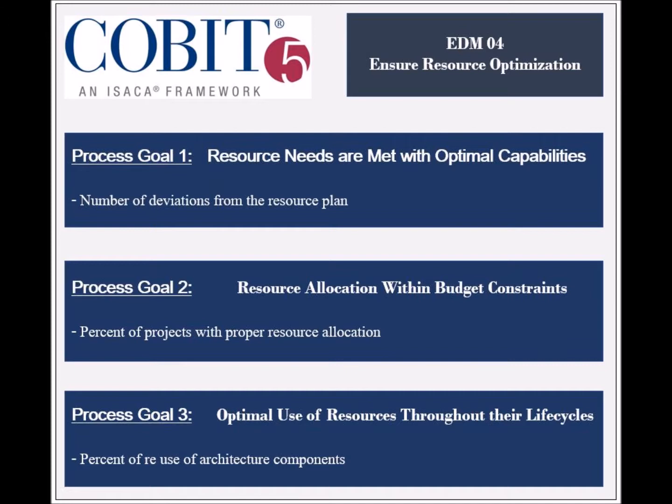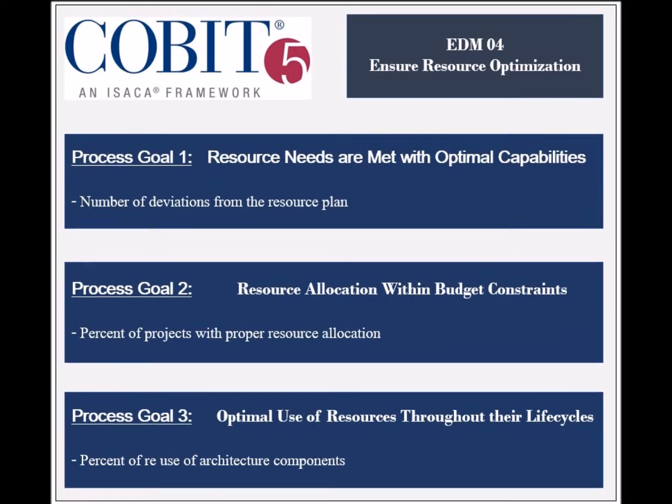The second process goal is to ensure that the needed resources are allocated within budget constraints. It is measured by the percent of projects with adequate resource allocations. The third goal is to ensure that the resources usage is optimized throughout their life cycles. Its achievement is measured by the number of resource management targets realized, and by the percent of projects affected with medium to high risks due to resource issues.